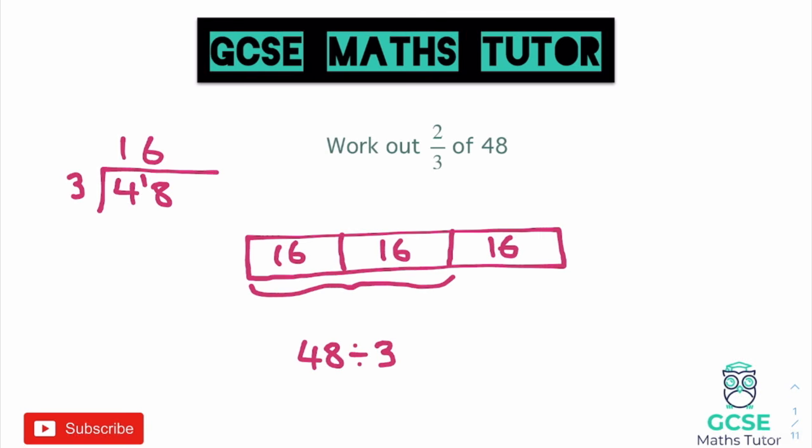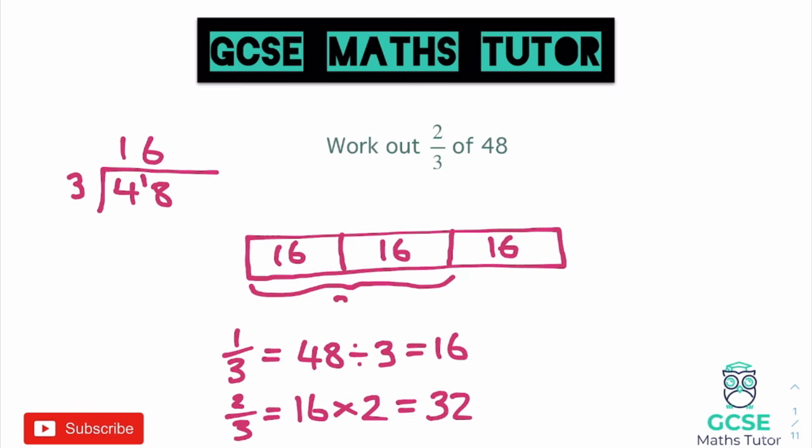So I would take my 16 there, find the total of the 2, or in other words, I would do 16 times 2. So in terms of just working out the numbers, we've got 48 divided by 3, which is 16, and that is equal to 1/3. So 1/3 would be 48 divided by 3. And then for our 2/3, which is what we are looking for, we'd take that 16, multiply it by the two parts we're looking at, and we'd get an answer of 32. And again, we could label that on the diagram just there as 32.